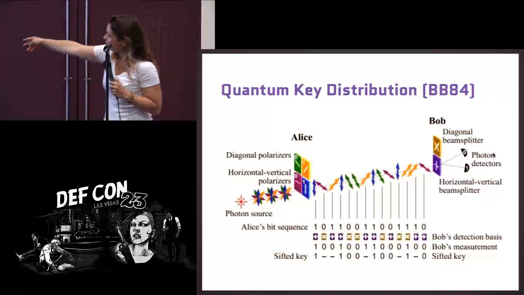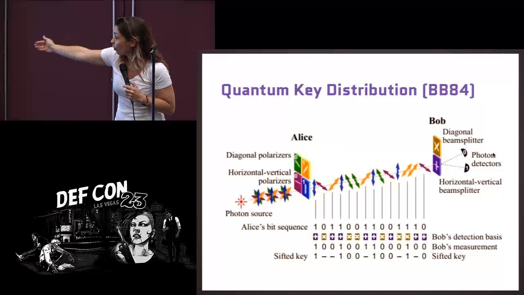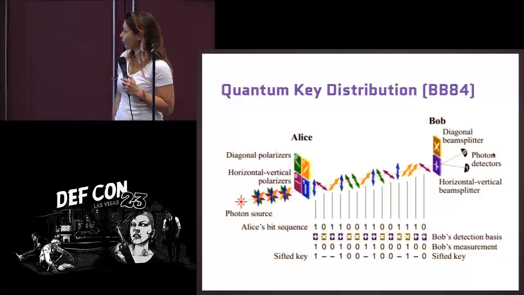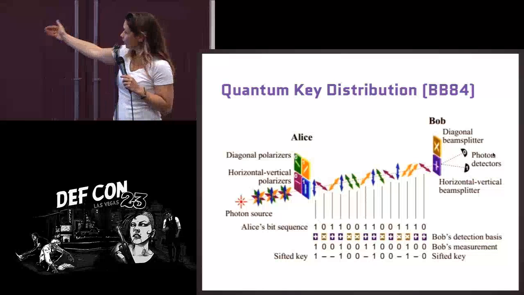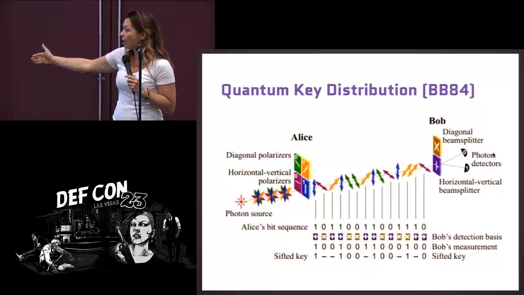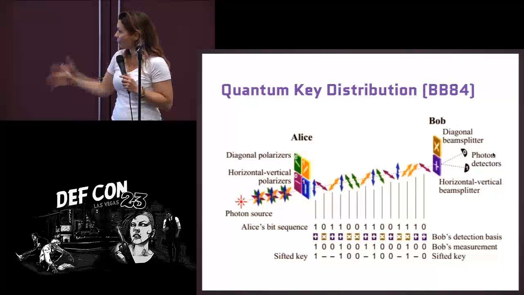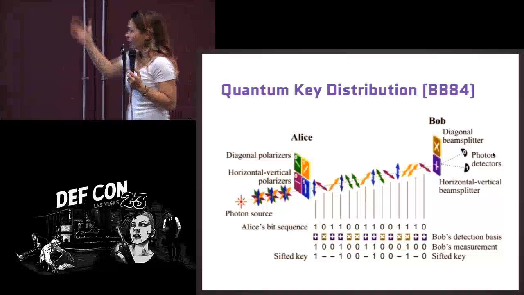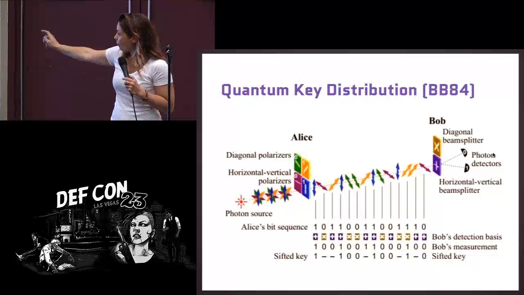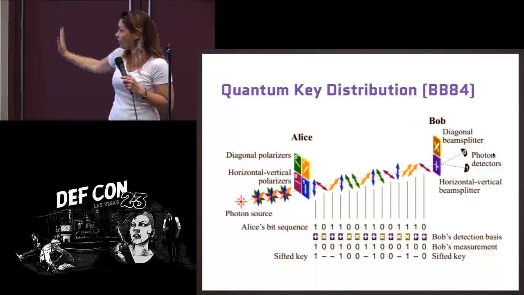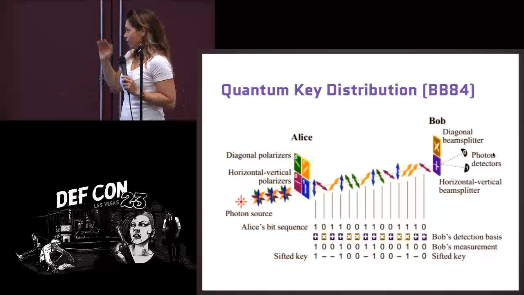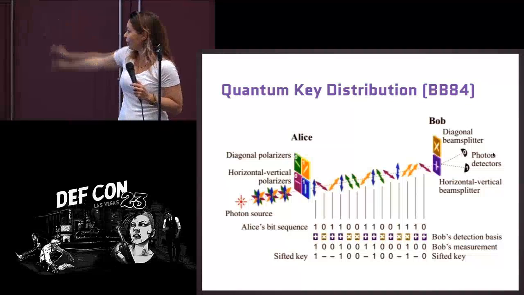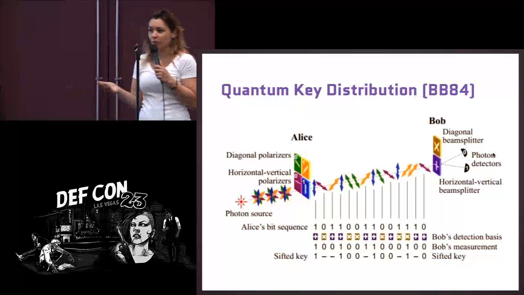And Bob has the same bases, but now he's just probing. He's not preparing. He's not polarizing. So he probes in either the 45 degree base or the horizontal or vertical base. And once he probes, if he's using the right base that Alice used, he's going to have the same value that Alice had. So if Alice sent, for example, 1, which is a vertical value, and Bob measured it with the right base, horizontal or vertical, Bob is going to get 1 all the time. But if he measures with the wrong base, the one that's 45 degrees, he can get either 1 or 0. Remember, it's a superposition, right?